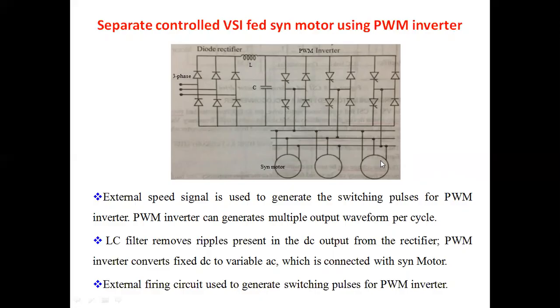We already discussed the difference between self and separate control mode. In separate control mode, we can control multiple synchronous motor drives. But in self control, we can control only a single synchronous motor drive. So here the firing pulses for the PWM inverter are separately generated with the help of external frequency and speed signal.